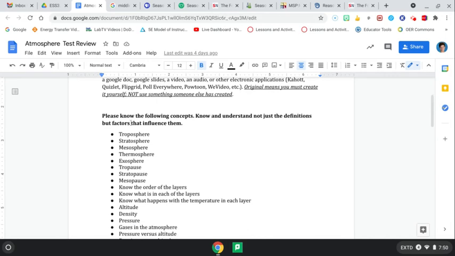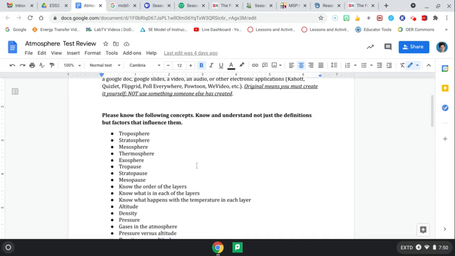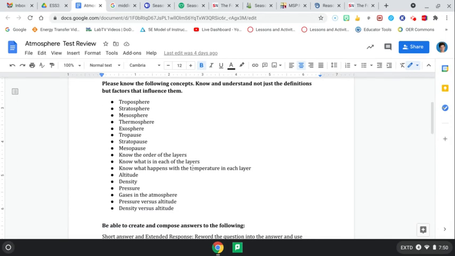You need to know the order of those layers, the 5 layers of the atmosphere. You need to know what is in each layer. How would you describe them? You need to know what happens to the temperature in each layer. The test has got words like altitude and density and pressure, so you need to know what those mean. If I were to ask you what is the most abundant or most prevalent or most common gas in the atmosphere, what would your answer be?